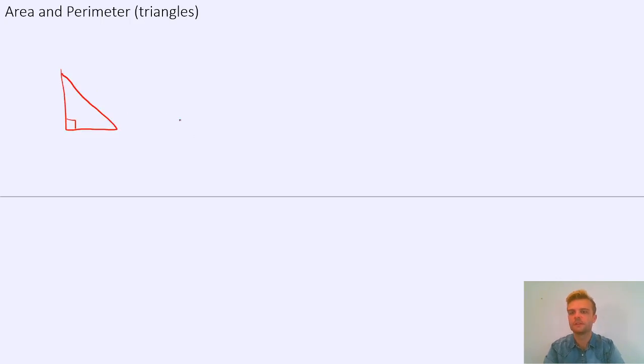So let's start by looking at a right angle triangle, like this. That is a right angle triangle. And I'm going to tell you that this is 4 centimeters, this is 3 centimeters, and this is 5 centimeters. I would like to know the area and the perimeter.